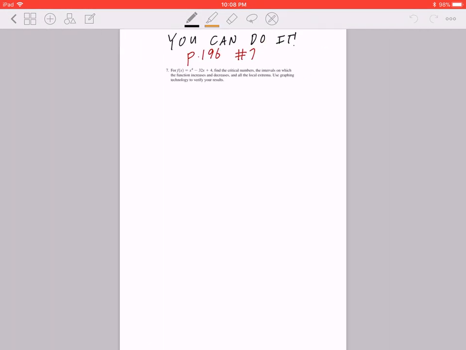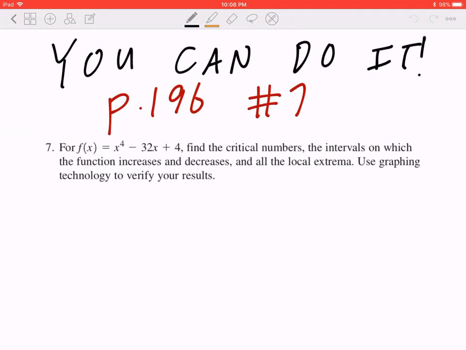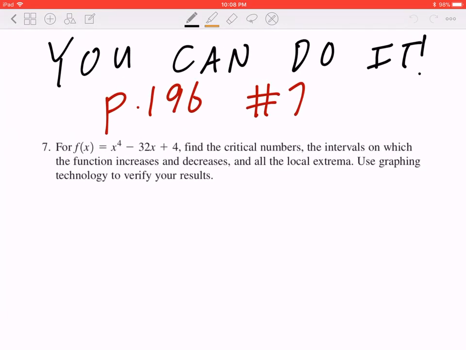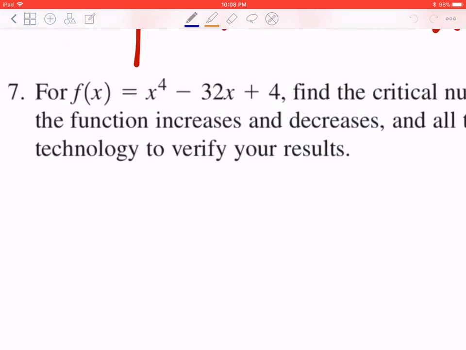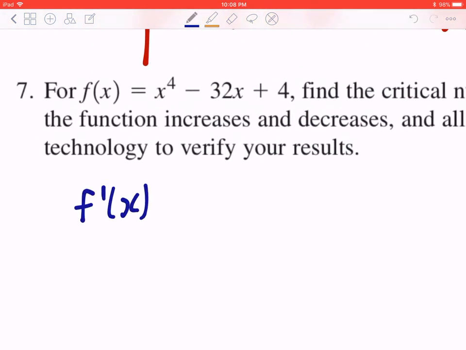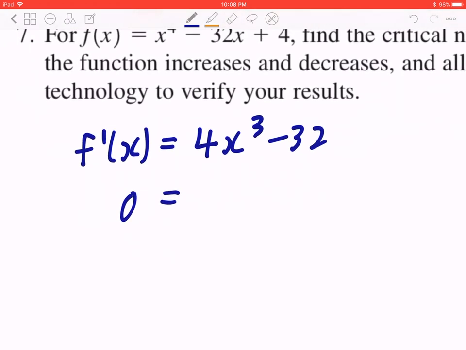Let's keep going. Number 7 on page 196. For the function x to the 4 minus 32x plus 4, find the critical numbers, the intervals on which the function increases and decreases, and all the local extrema. Use graphing technology to verify your results. So, again, step 1. Find the critical points. When you take the derivative, that's going to be 4x cubed minus 32. You're going to set this to 0, and you're going to solve for x.